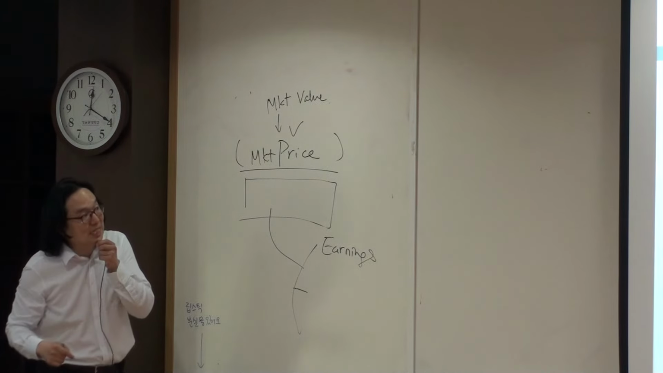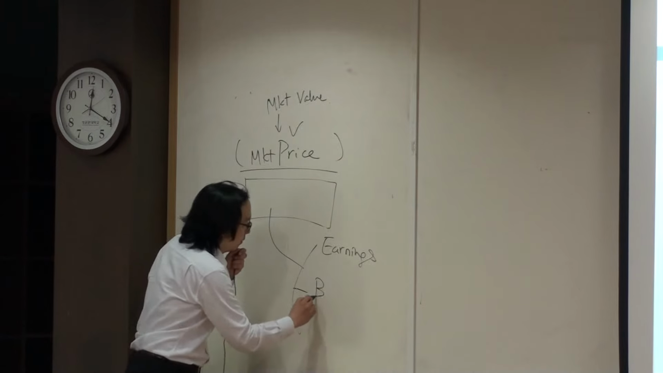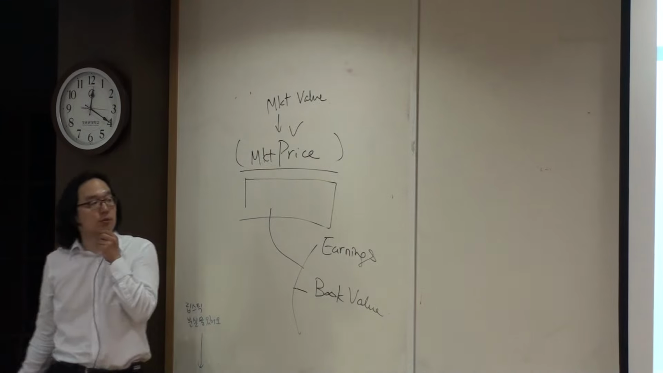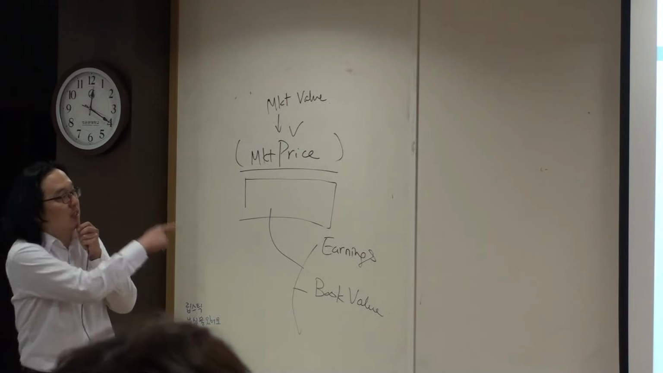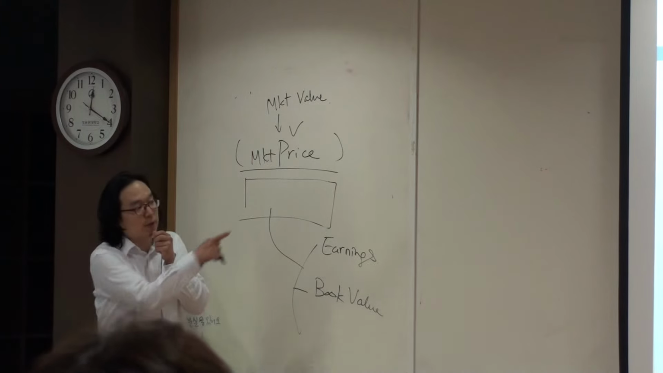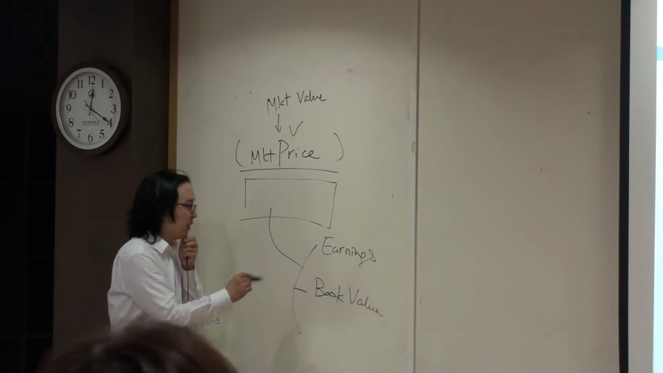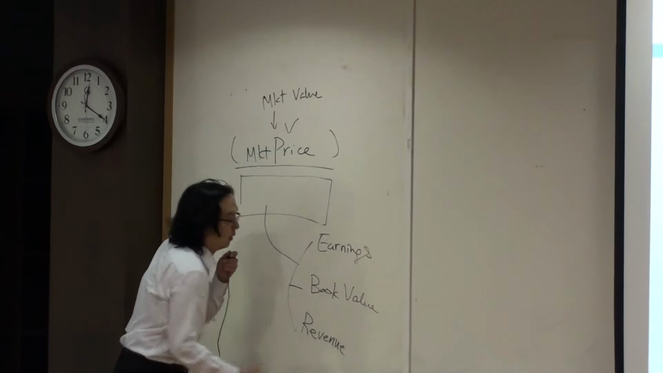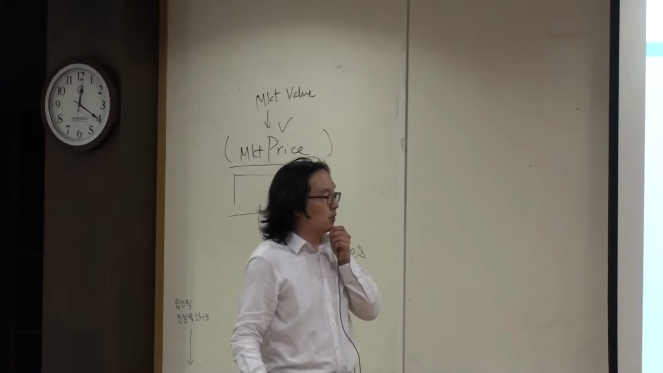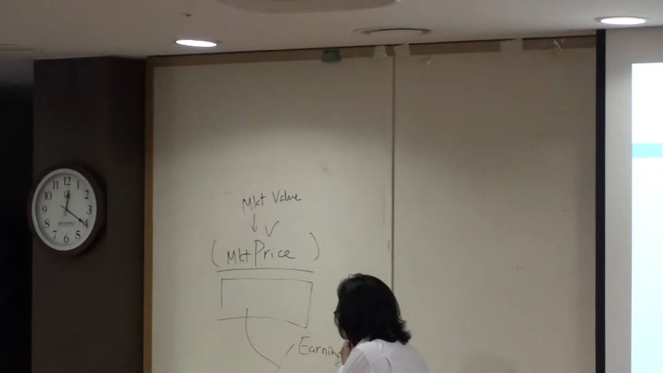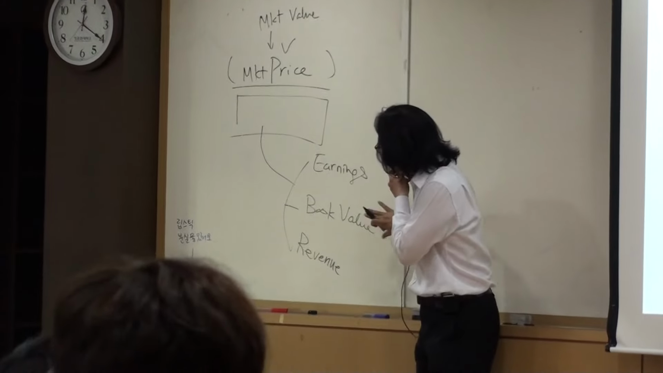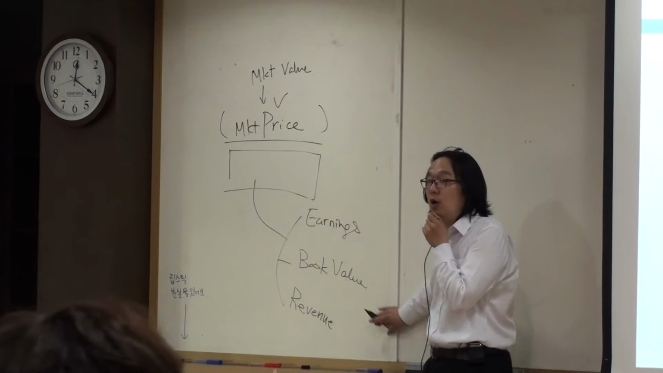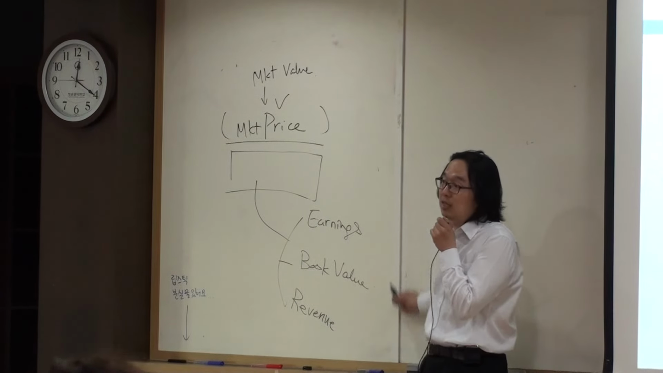Another kind is book value based multiples. Book value numbers, for example, assets or some book value of equity, or replacement cost. The third category is revenue based multiples, which is sales. So one of them is coming from the balance sheet, the other two coming from the income statement or accounting related numbers.